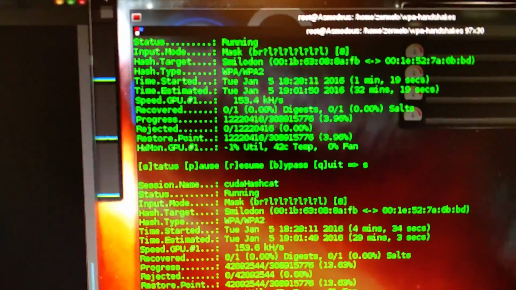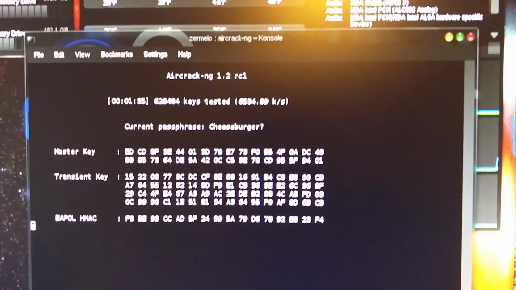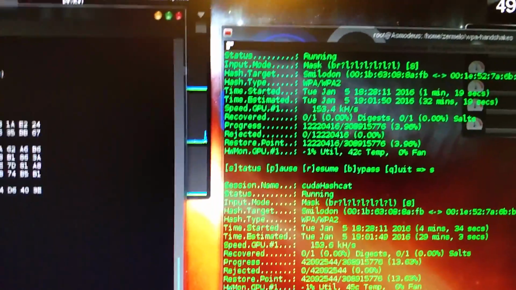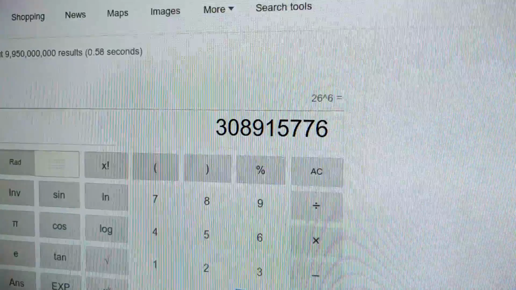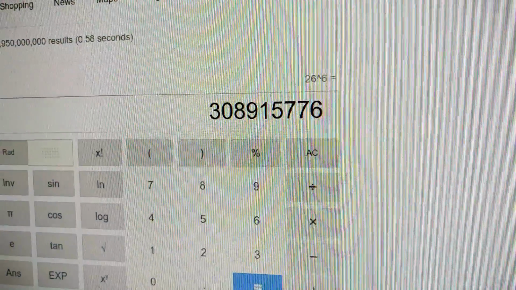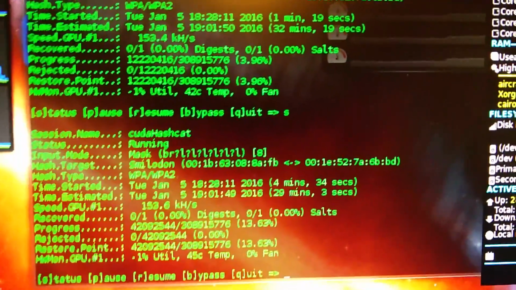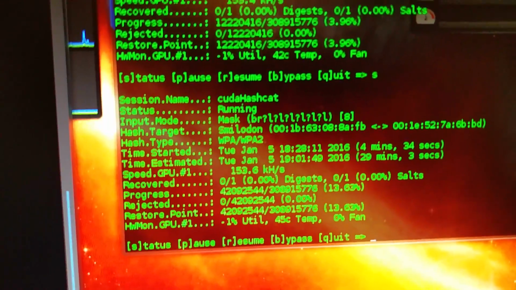So, let's see. Go to Google, see what that is. How many combinations we're looking at. You could do some division here. And that's what Aircrack is doing there. So let's do 26 raised to the 6th power is, let's see, looks like 308,915,776. So it's going through 308 million combinations. Yeah, that's a lot of combinations at 154,000 passwords per second. So again, you can do some math.